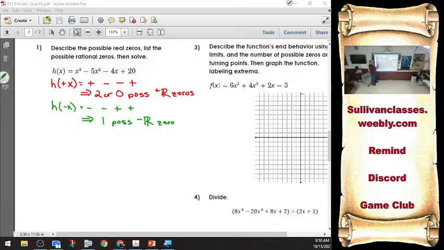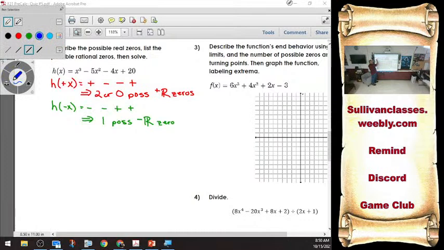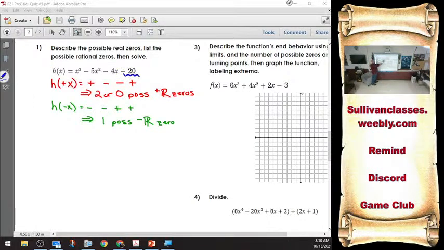The possible rational zeros is going to be all the factors of q over all the factors of p. All the factors of your constant over all the factors of your leading coefficient.